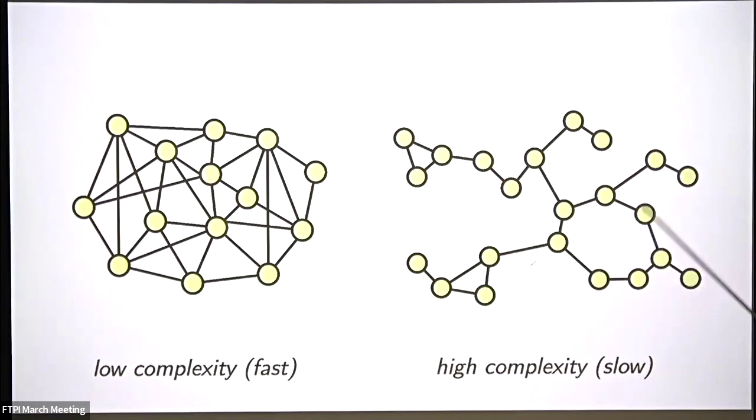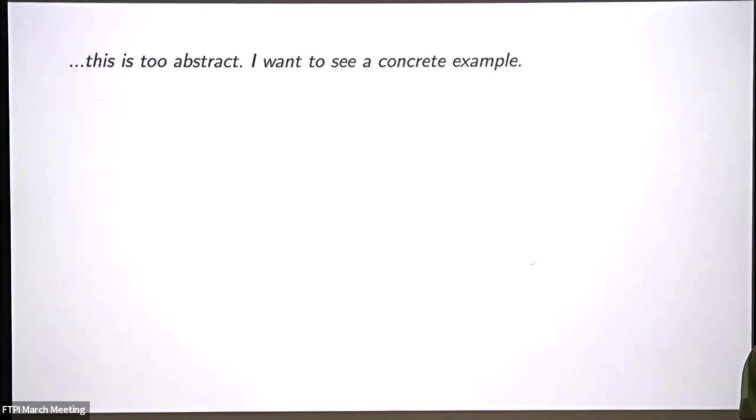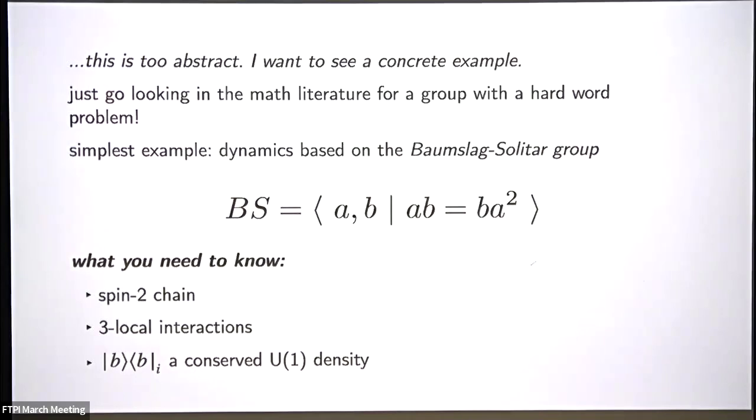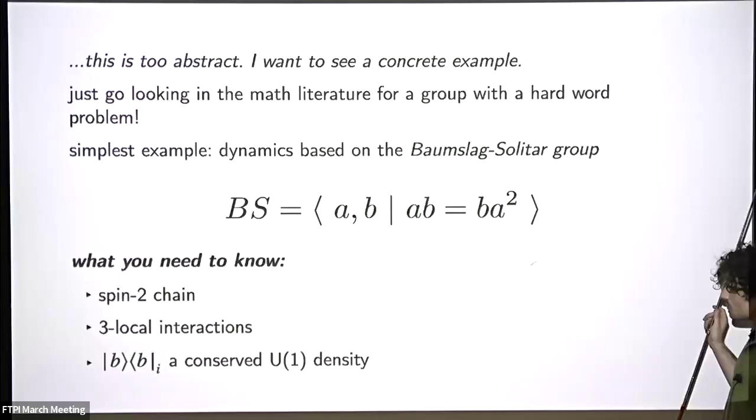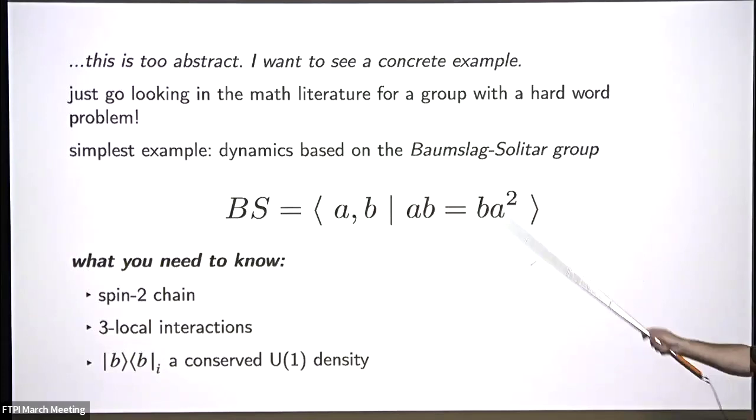So in the last minute that I have, or don't have, I would like to address this complaint that hopefully people in the audience have. Let me show you a concrete example. If you want a concrete example, you go read math papers from the 1960s, which discuss semigroup word problems with high complexities. It turns out there's this really beautiful group that was discovered by Baumslag and Solitar, which has two generators and a single relation.